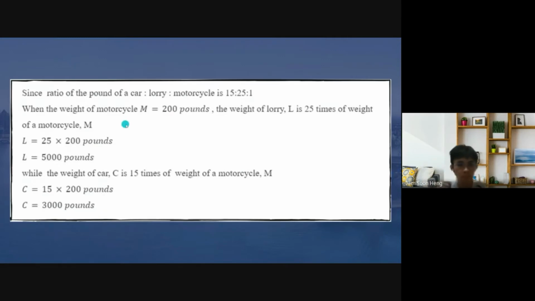Since the ratio of the pounds of the car, lorry, motorcycle is 15:25:1, and the weight of the motorcycle is 200 pounds, the weight of the lorry is 25 times the weight of the motorcycle. Multiplying together, we get 5,000 pounds. We also want to know the weight of the car. The car is 15 times the weight of the motorcycle, so 15 times 200 pounds gives 3,000 pounds.